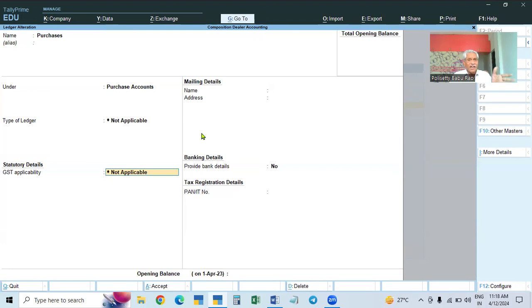That is why we will not show that GST separately under duties and taxes; we cannot show it under duties and taxes. That means we will not show the tax separately. So the total amount, including the tax, will be shown as the purchase price. The invoice value is taken, the total amount is taken as the goods value. That is why there is no taxability for that. So GST taxable is given as not applicable. Okay, we'll give not applicable.